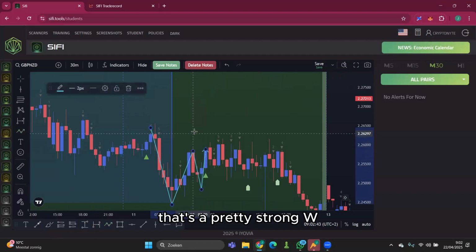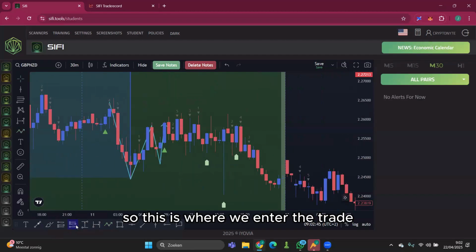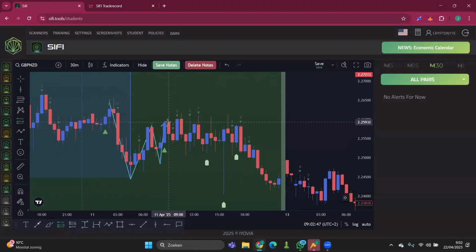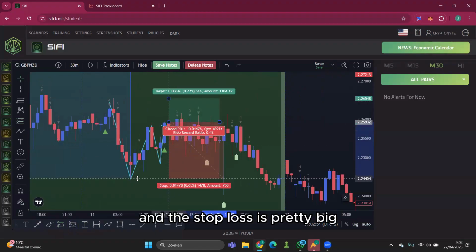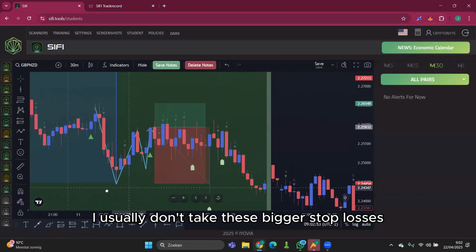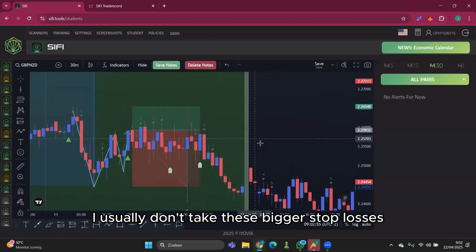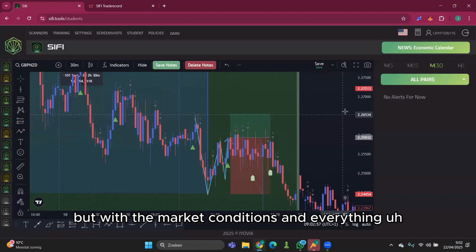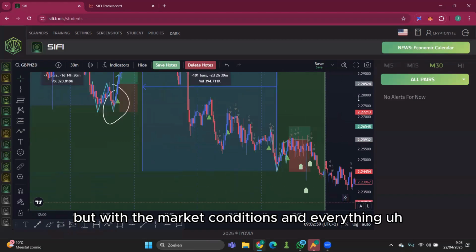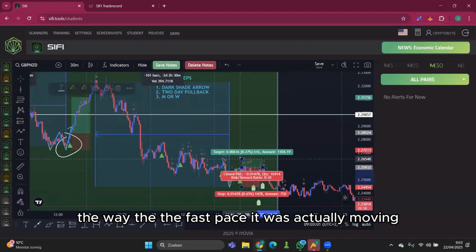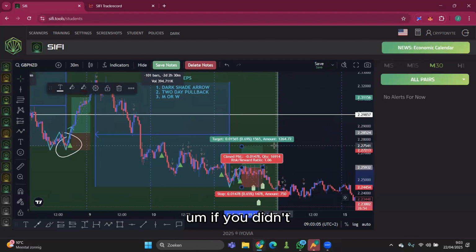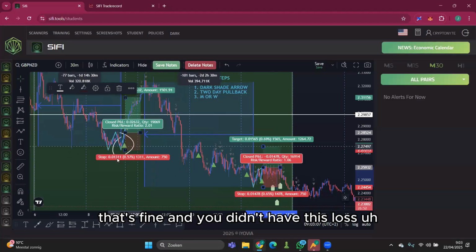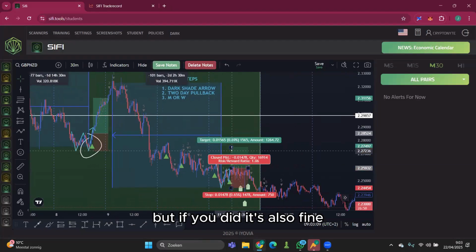That's a pretty strong W. So this is where we enter the trade. And the stop loss is pretty big. It's 150 pips. I usually don't take these bigger stop losses, but with the market conditions and the fast pace it was moving, we decided to take it anyway. If you didn't, that's fine, and you didn't have this loss. But if you did, it's also fine.